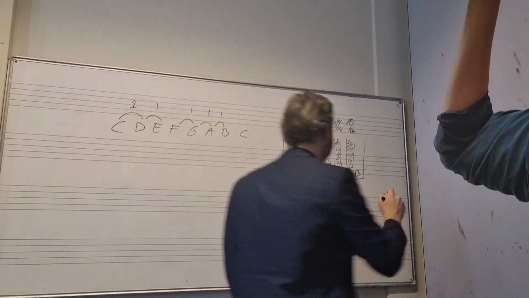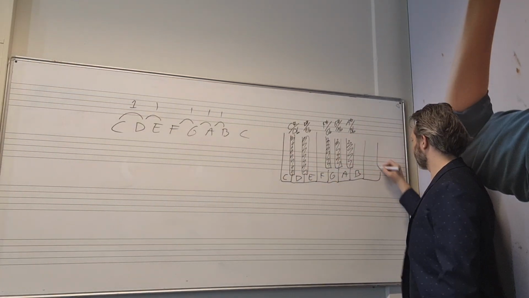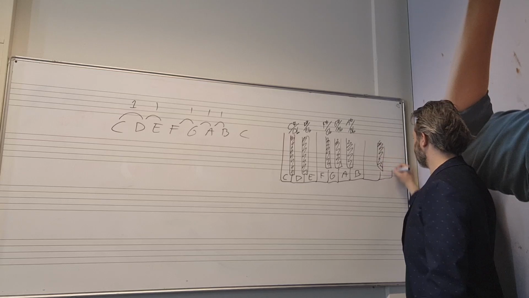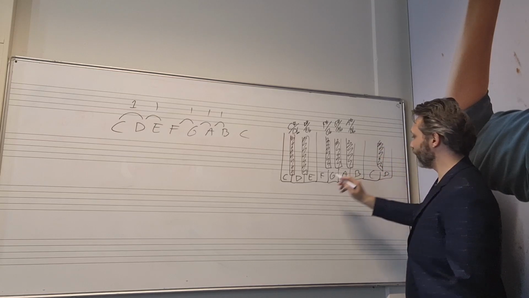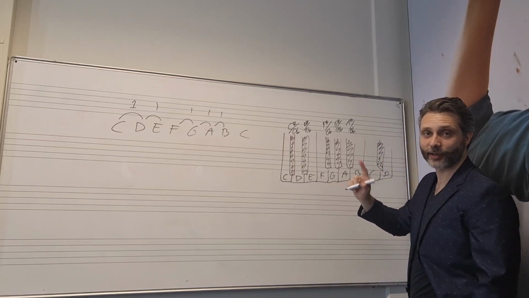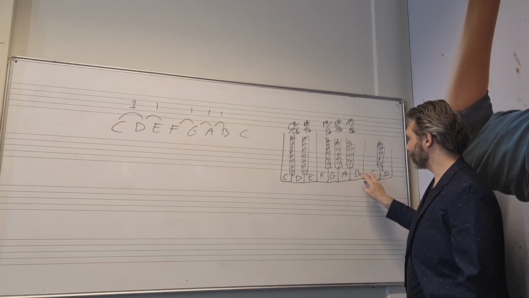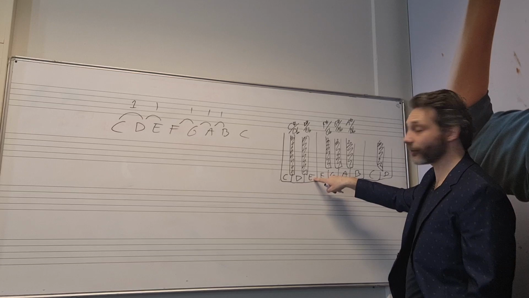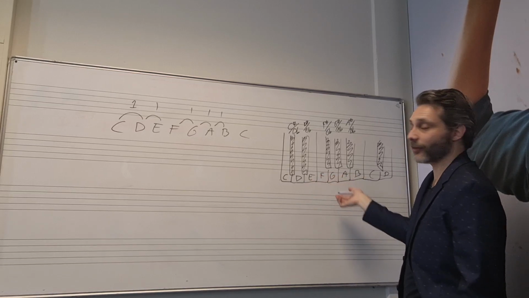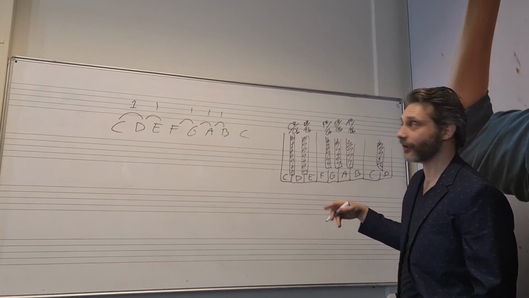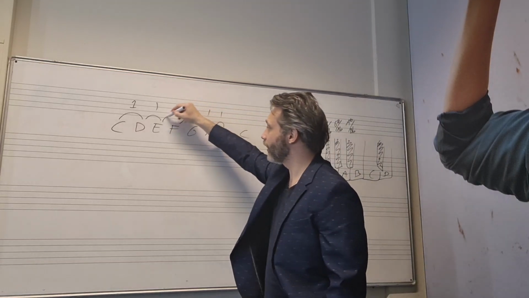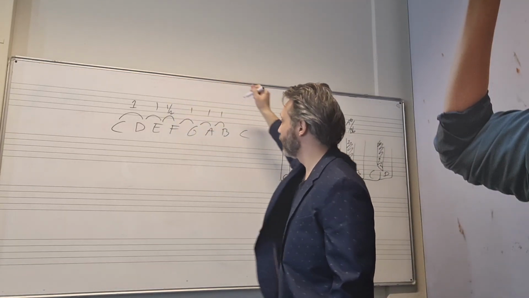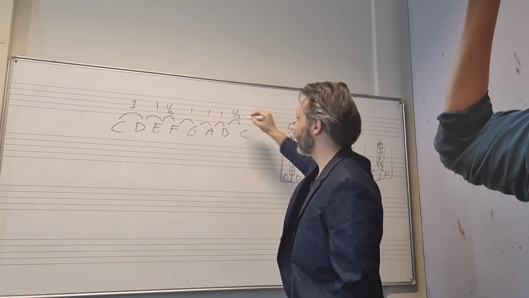However, if we continue on this piano, we see that between E and F, there's no black key. And between B and C, there's no black key. So if I go up one half step from E, I just end up on F immediately. There's nothing in between. That's just a half step. And from B to C as well.